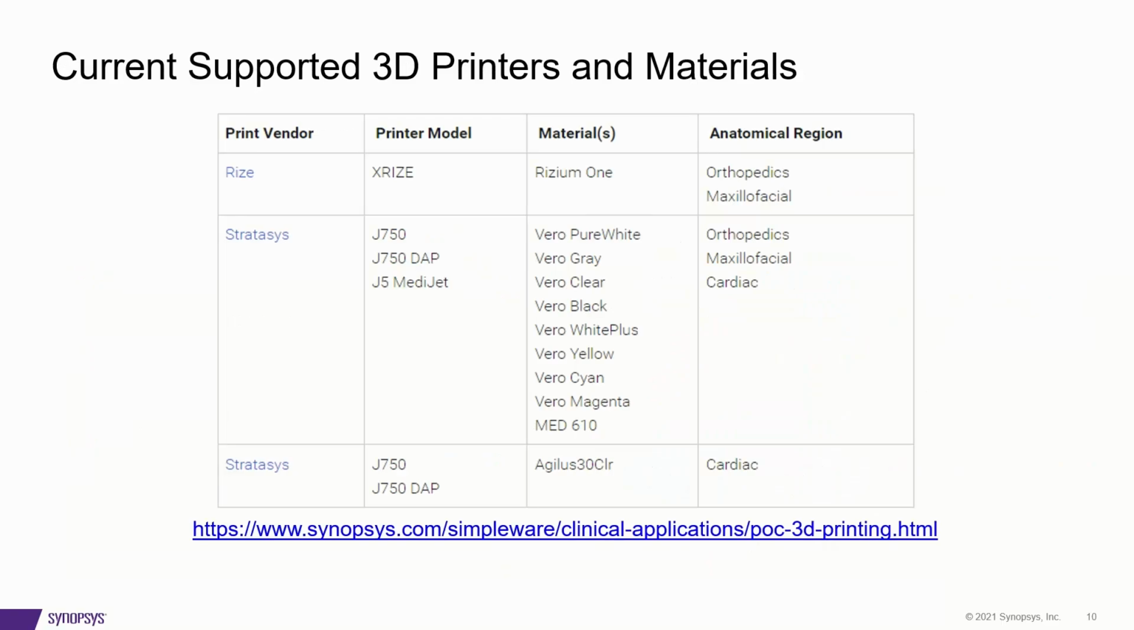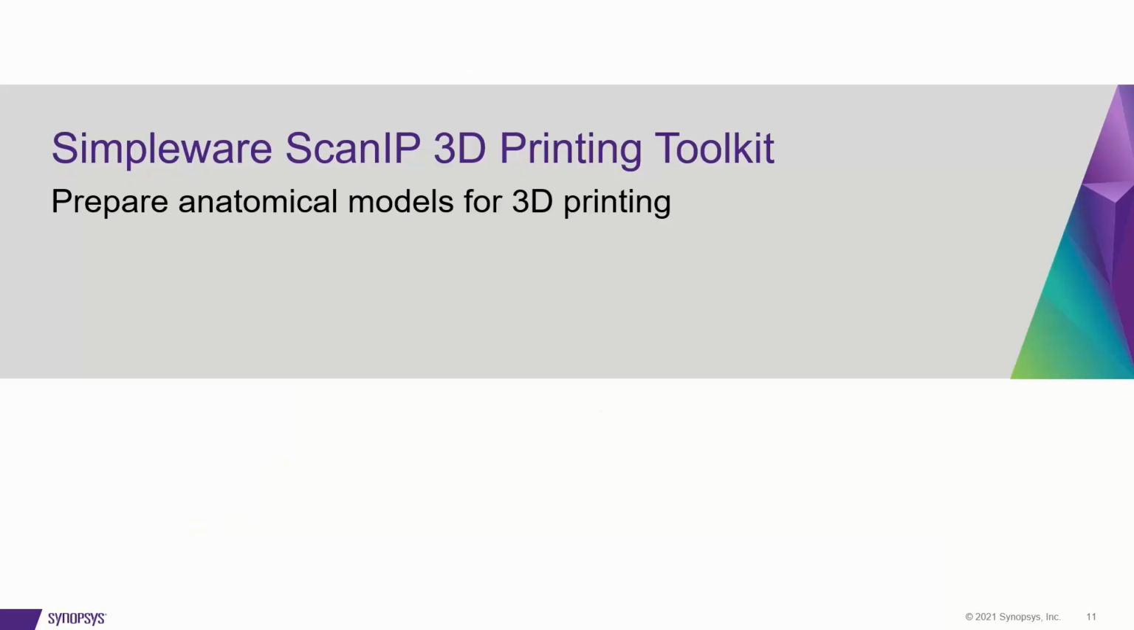In terms of what's currently supported, 3D printers and materials from our 510(k) clearance, we have Rise and Stratasys with different 3D printers and materials as listed here, and the applications are orthopedics, maxillofacial, and cardiac applications. With that, I will pass it off to my colleague Ross Cotton, and he will go over our 3D printing toolkit and demonstrate it for you.